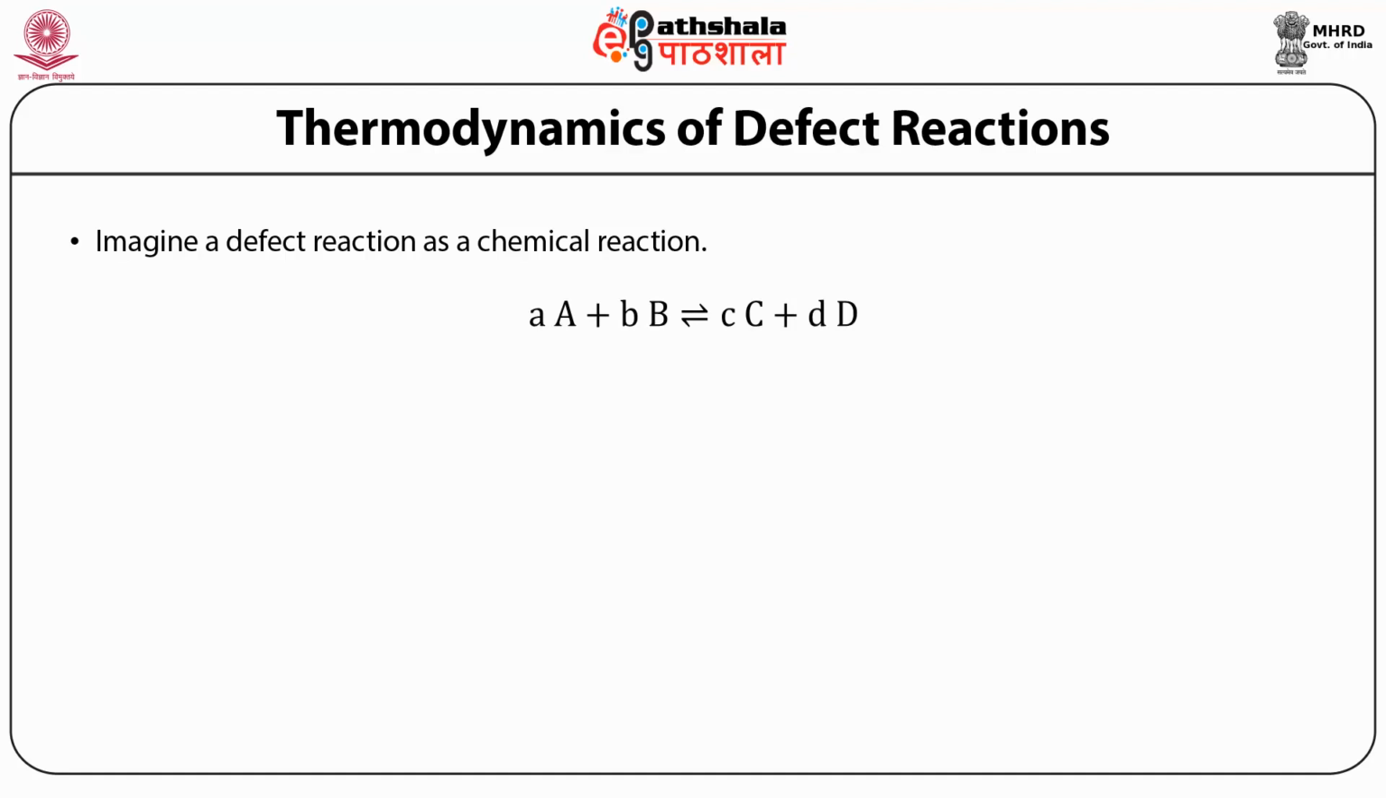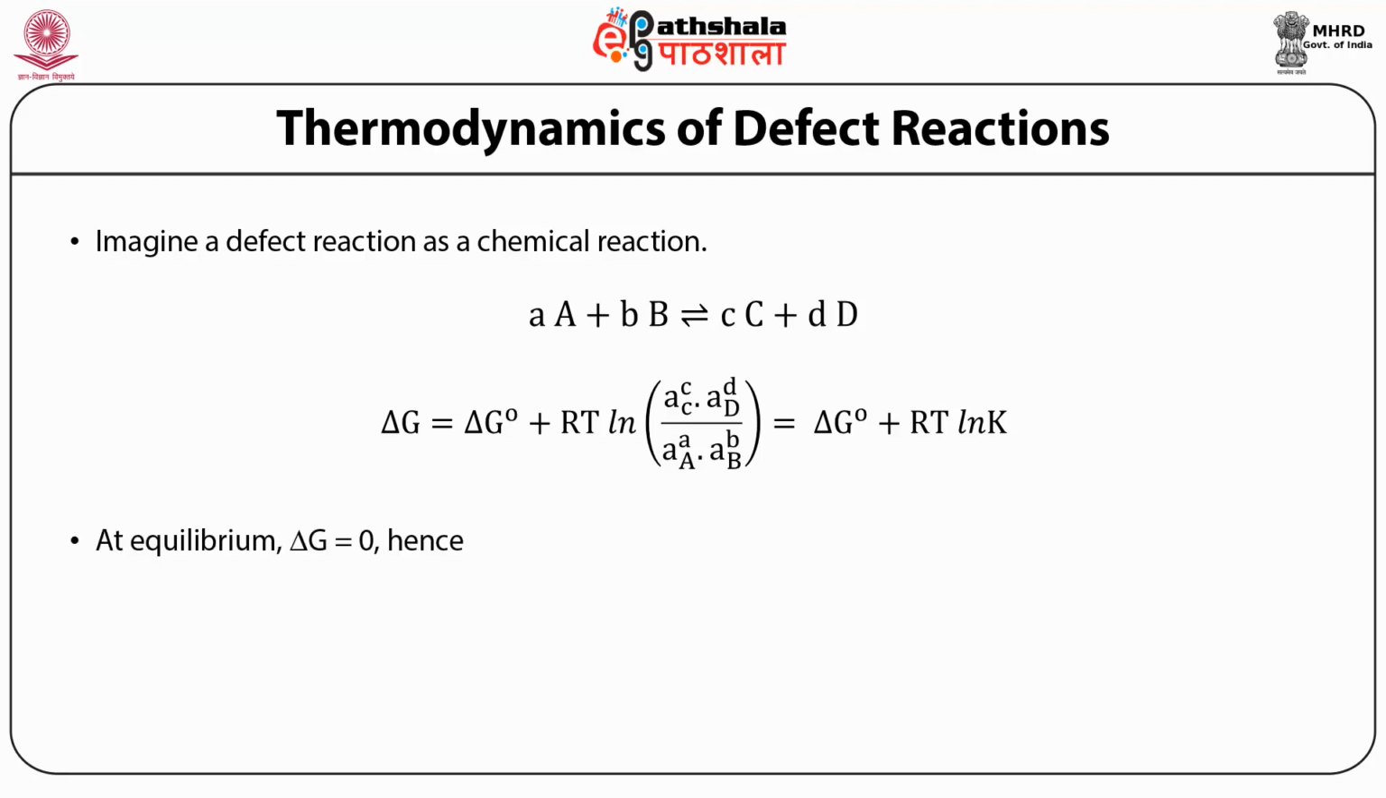So here the free energy change can be written as delta G is equal to delta G naught plus RT natural log of (a_C to the power c times a_D to the power d) divided by (a_A to the power a times a_B to the power b), which is equal to delta G naught plus RT natural log of capital K. So here delta G naught is the free energy change in the standard state, that is, at unit activities. At equilibrium, delta G is zero. So the expression becomes delta G naught is equal to minus RT natural log K, where K is the equilibrium or reaction constant.